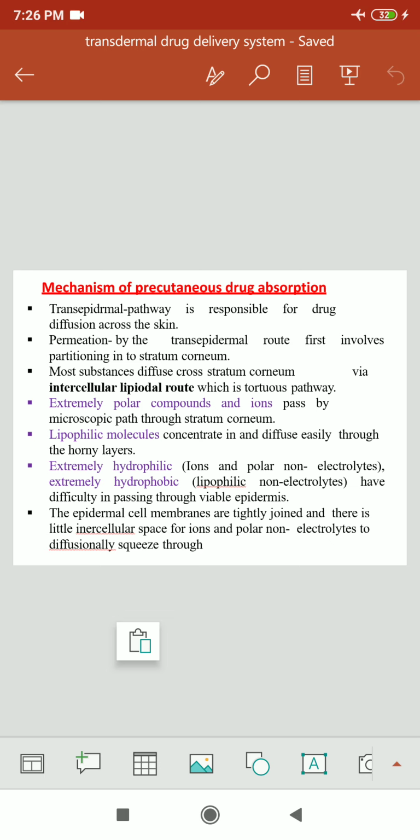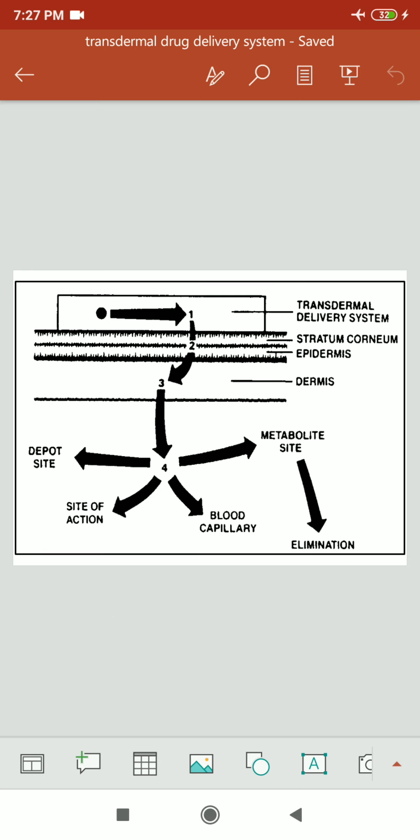the membranes are tightly joined, and there is a little space. From that space, these ionic and non-ionic particles, or we can say hydrophilic and hydrophobic particles, are diffused and squeezed into the circulation.